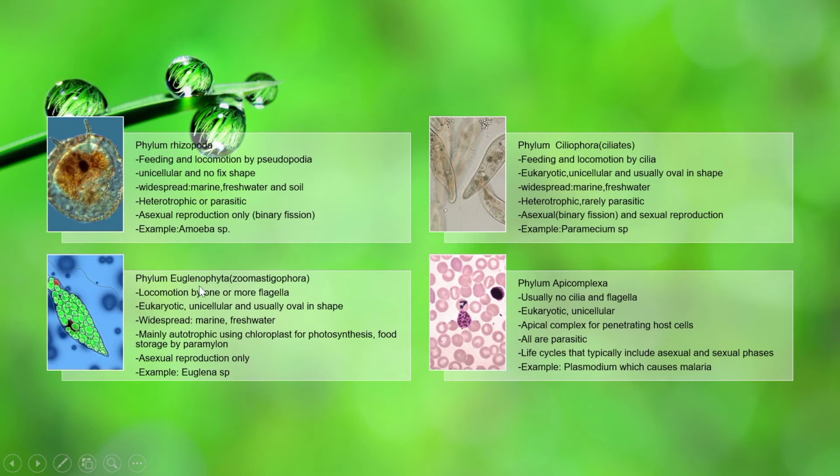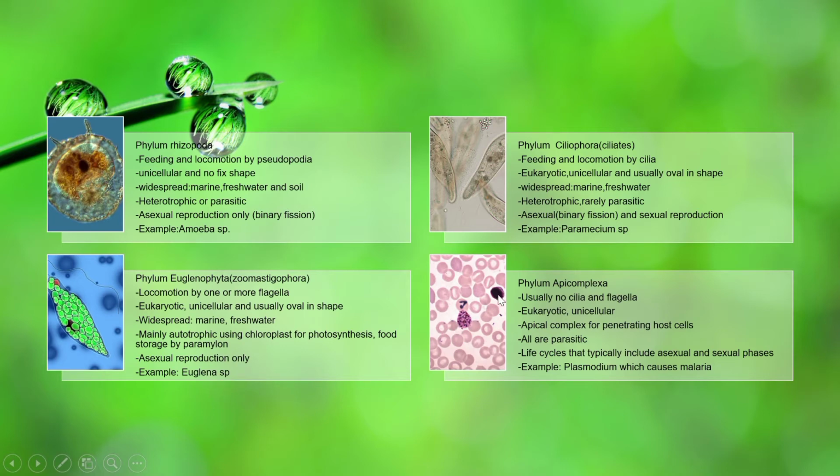The third one is phylum Euglenophyta. It does locomotion by one or more flagella. It is eukaryotic, unicellular, and usually oval in shape. It spreads in marine and freshwater. It is mainly autotrophic, using chloroplasts for photosynthesis, with food storage by paramylon. It only does asexual reproduction. An example for this one is Euglena.